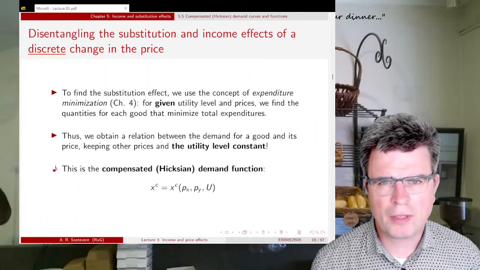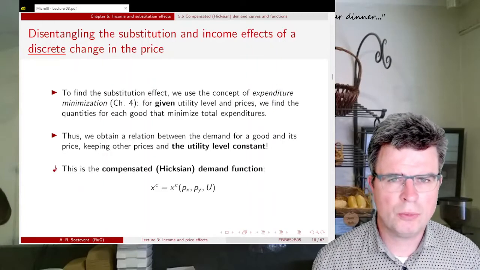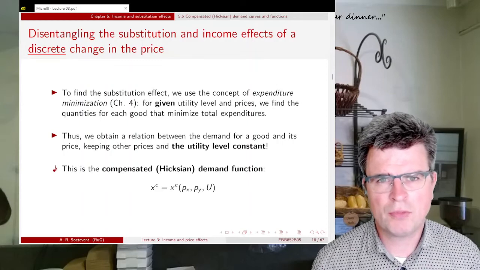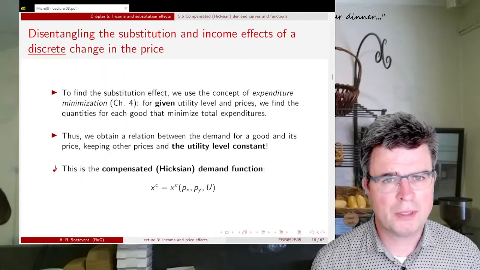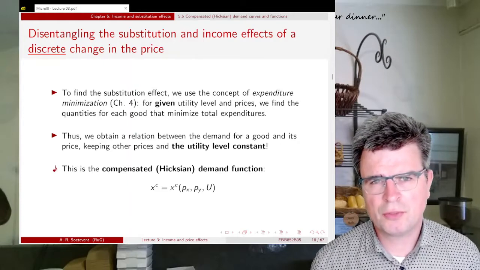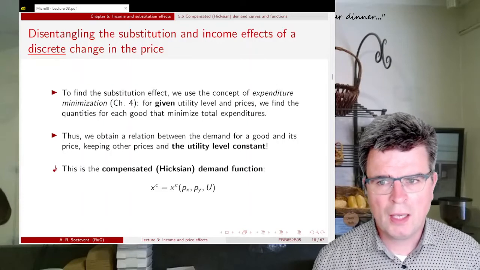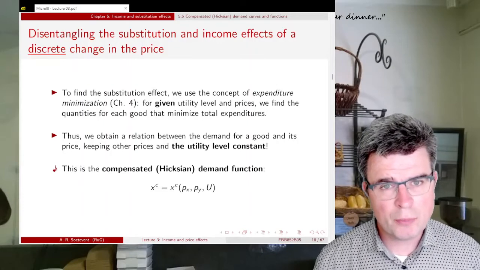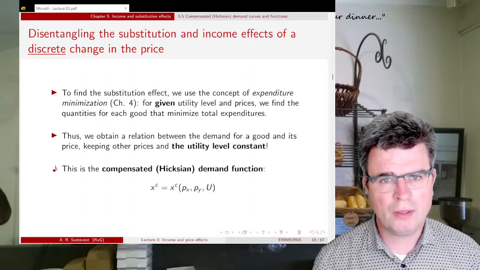So after our graphical exposition, in which we decompose the total effect into a substitution effect and an income effect, we're now going to take a more mathematical approach. And first we will consider a discrete change in the price of the good that we consider. And to find the substitution effect, well, we want to tie the individual to the original utility level, to the original indifference curve.